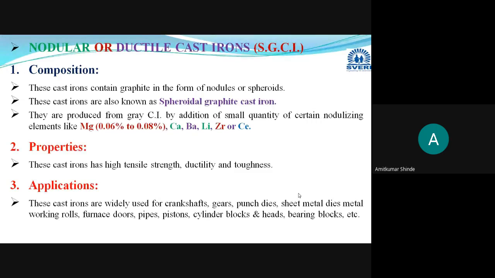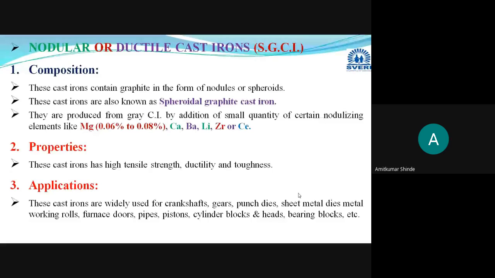Okay, the first point, as usual, will be related to their composition. Now, why are these cast irons termed nodular or ductile, or in bracket I have written the short form, SGCI, that is spheroidal graphite cast iron? And why this name is given to this cast iron type, that I will tell you.